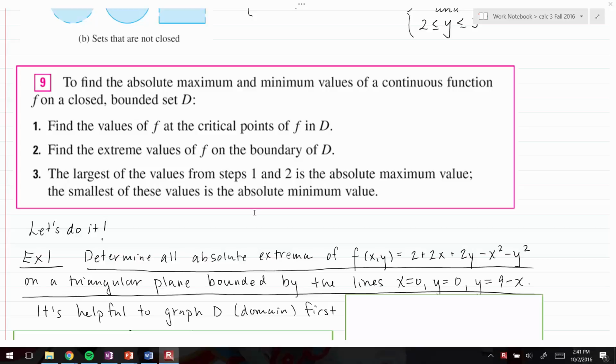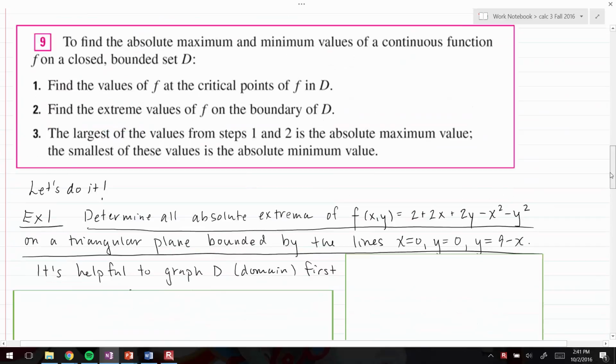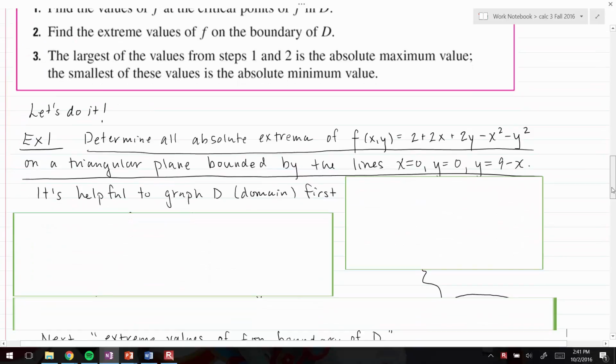Alright, now we're going to do example 1 from 14.7 part 2. Determine all absolute extrema of f of x,y equals 2 plus 2x plus 2y minus x squared minus y squared on a triangular plane bounded by the lines x equals 0, y equals 0, y equals 9 minus x. It's helpful, I think, to graph the set D, which is our domain, first, just to get a handle on what's going on.